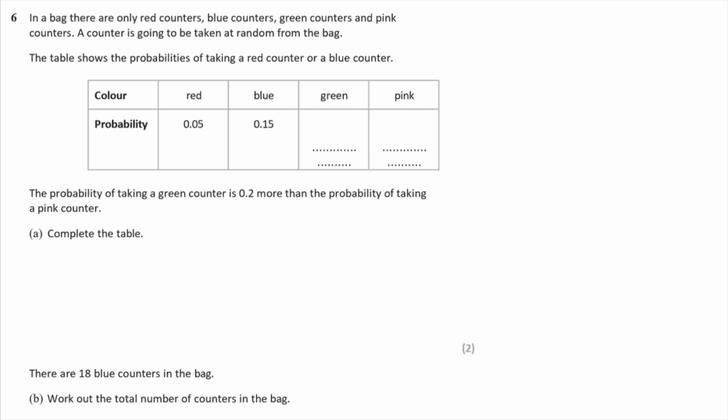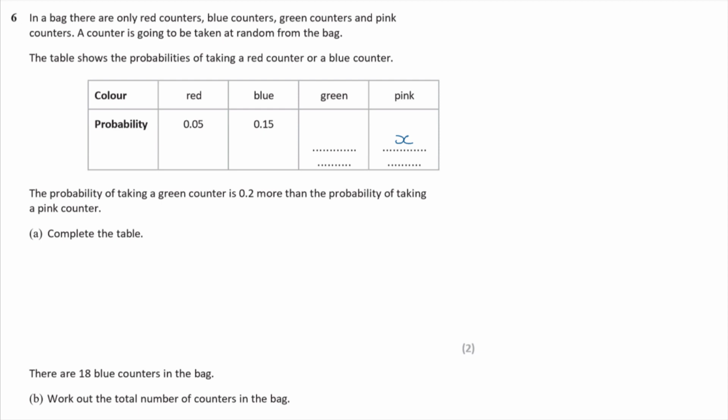Question 6. In the bag, there are only red counters, blue counters, green counters, and pink counters. A counter is going to be taken at random from the bag. The table shows the probabilities of taking a red counter or a blue counter. The probability of taking a green counter is 0.2 more than the probability of taking a pink counter. Complete the table. Okay, so I don't know the probability of pink, but I know that green is 0.2 more than that. So I'm going to do this algebraically. Let x be the probability of getting pink.